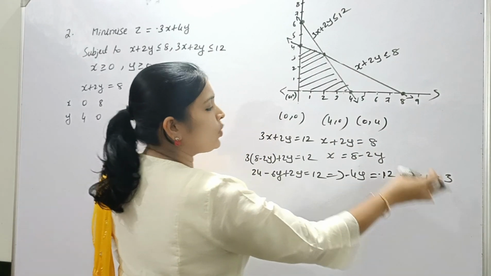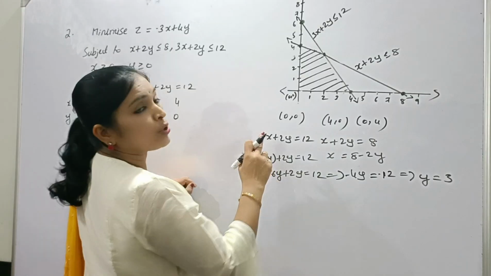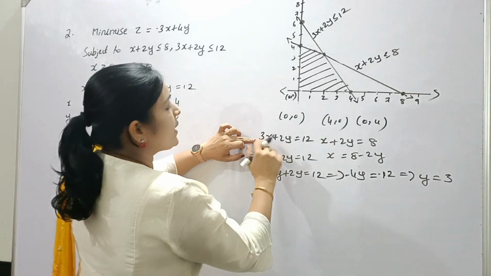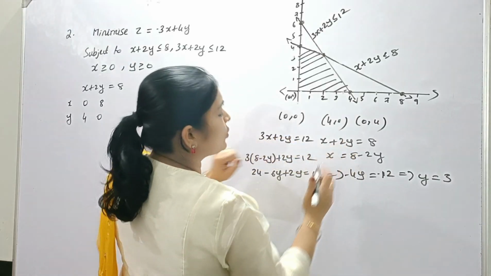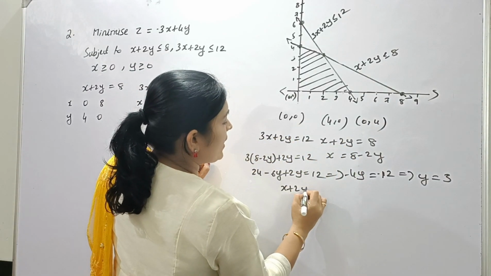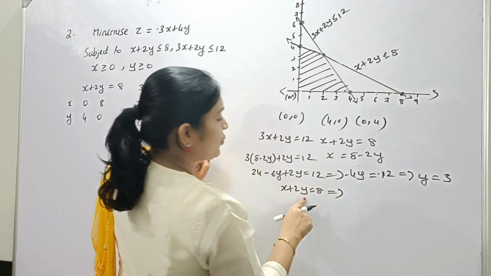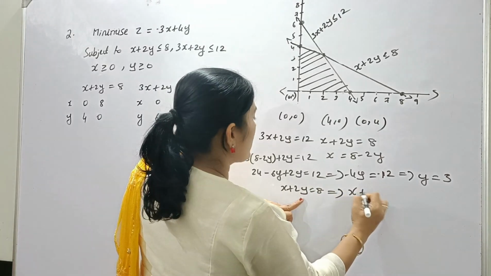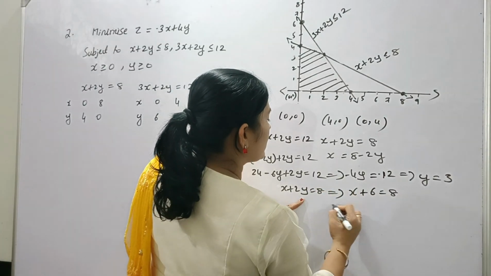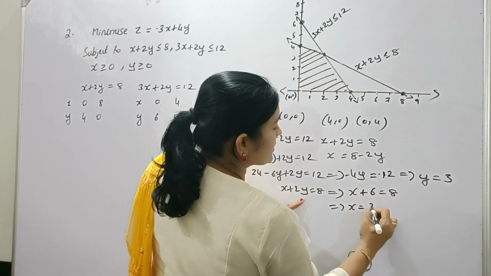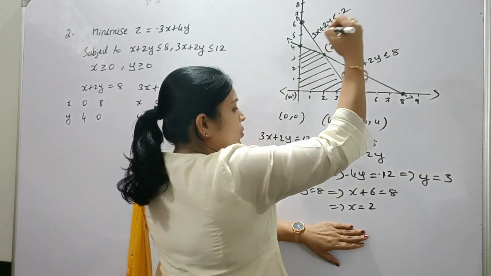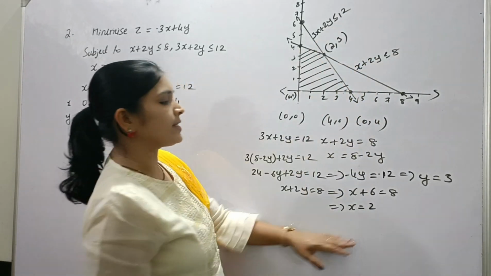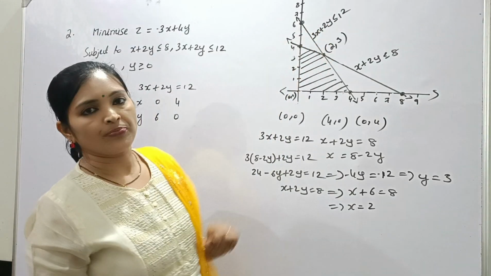Next substitute y is equal to 3 in any of these equations to get the x value. Substitute y is equal to 3 in x plus 2y is equal to 8. So x plus 6 is equal to 8. That implies x is equal to 8 minus 6, 2. So this point is x is equal to 2, y is equal to 3. So it is the point 2, 3.